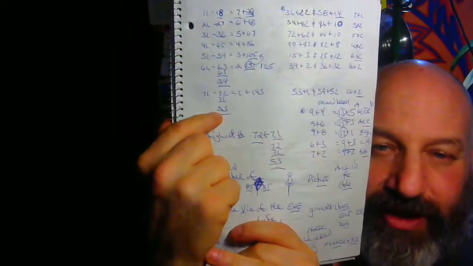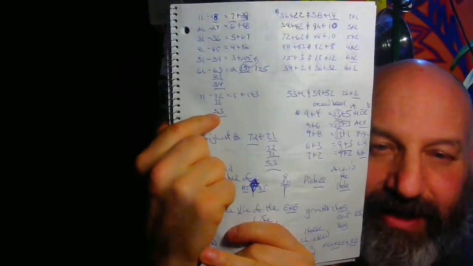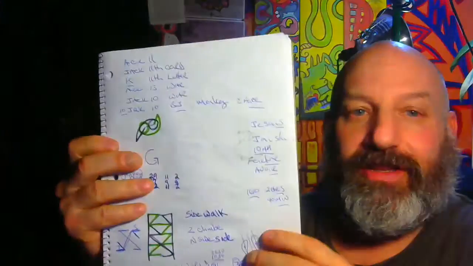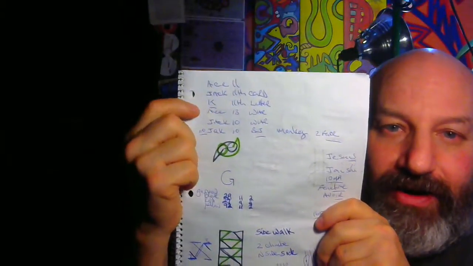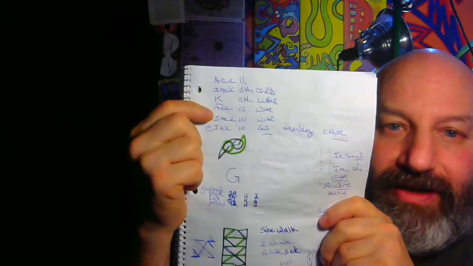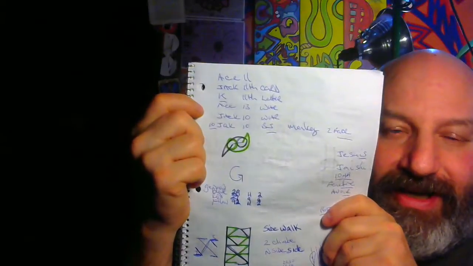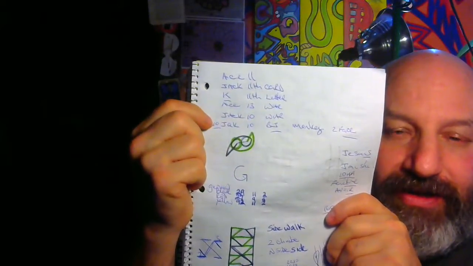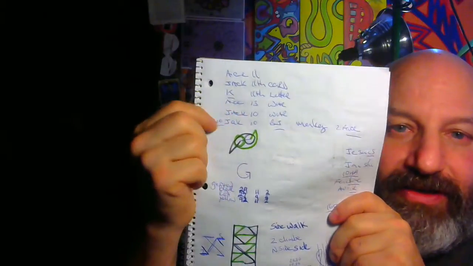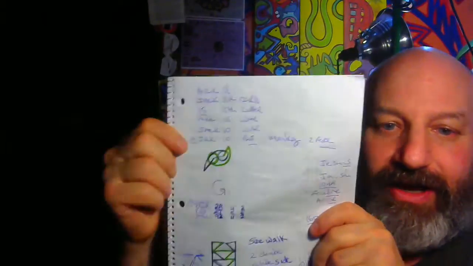50, she is the passage, not he. She. 85 is system matrix, which makes him the passage, but that number says she is the passage. I think I've done this one before. Ace 11, Jack is the 11th card. King is the 11th, K is the 11th letter for king. Ace is the 13th card in war. Jack is the 10th card in war, and it is also valued at 10 in blackjack.